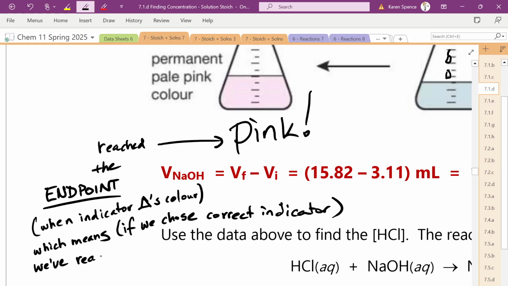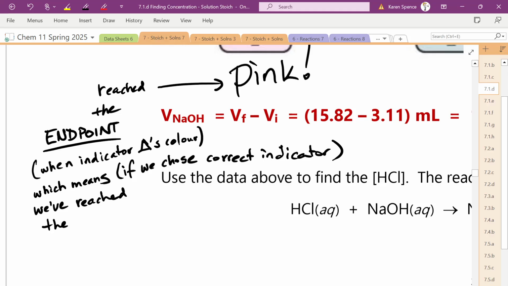we've reached the equivalence point. Please tell your partner what the word equivalence point means to you in this moment. It might not mean a lot, but describe it to your partner. What is equivalence point?